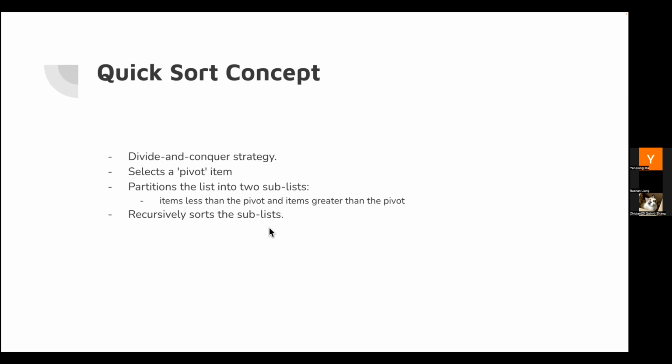It's basically a divide and conquer strategy. Firstly, you have to select a pivot item, and then you have to partition the list into 2 sublists. All the items that are less than the pivot have to go left, and those bigger than the pivot should go right. And then after that, you have to recursively sort the sublists.